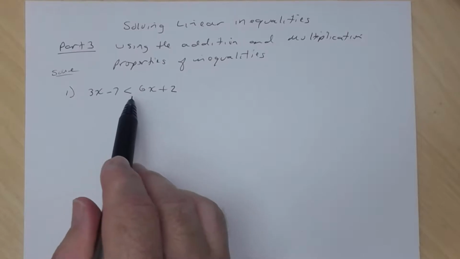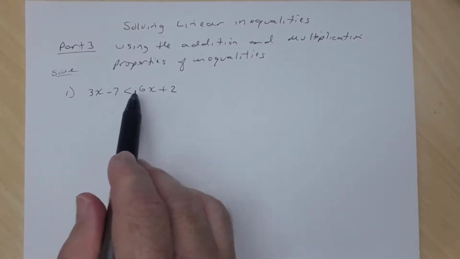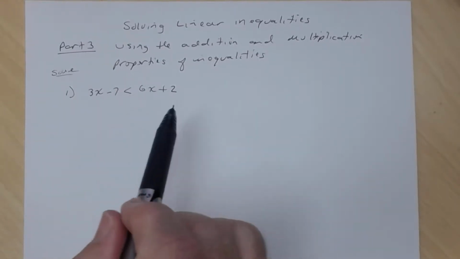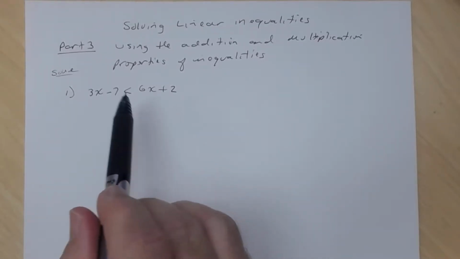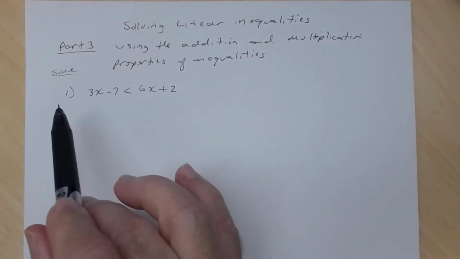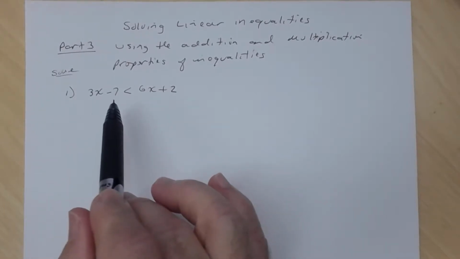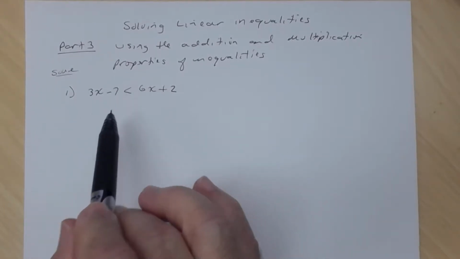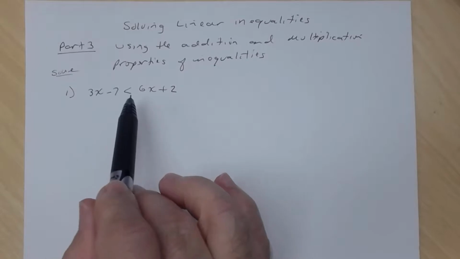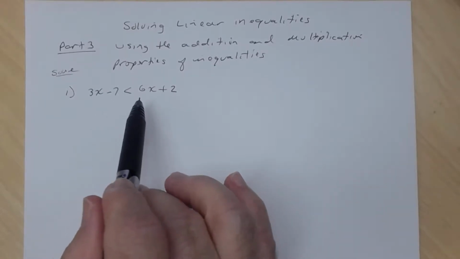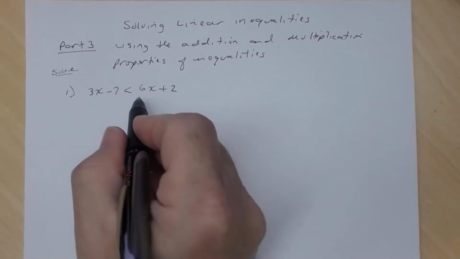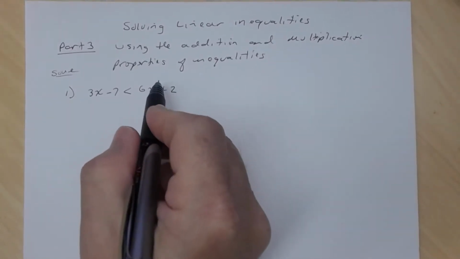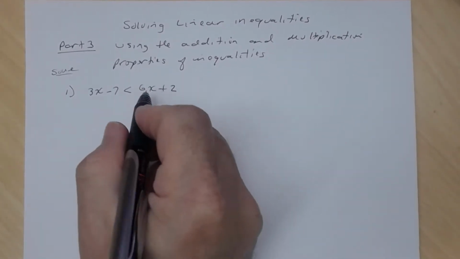If this was an equation versus an inequality, the procedure would be the same, except remember, from a previous lesson you learned that if you multiply both sides or divide both sides of an inequality by a negative number, you have to reverse the inequality symbol. So what we're going to do here is bring the variables to the left-hand side, and we're going to use the addition property of inequality to do this.